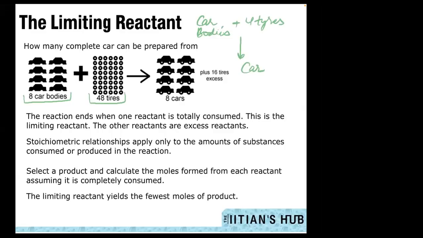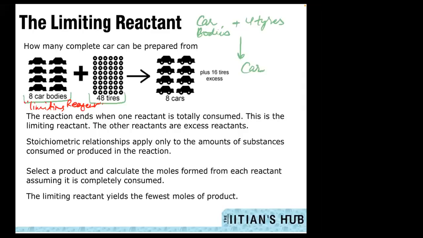So if we have eight car bodies maximum, they require 32 tires, 8 multiplied by 4, and we have 48 tires. So 48 tires is found to be in excess, and the limiting reagent is going to be these car bodies.